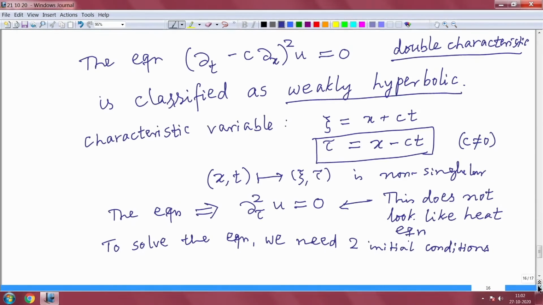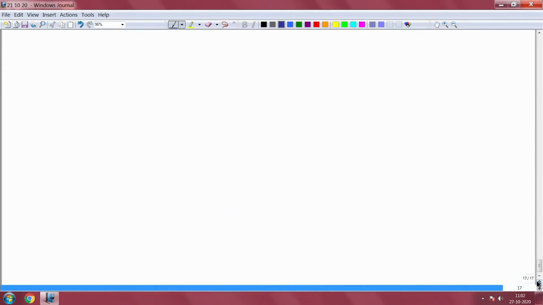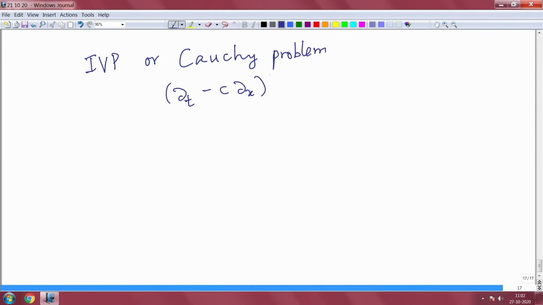Okay, now, let us quickly consider the initial value problem, or Cauchy problem, of this double characteristic equation. So, del T minus C del x square equal to 0. As I said, it requires two initial conditions.